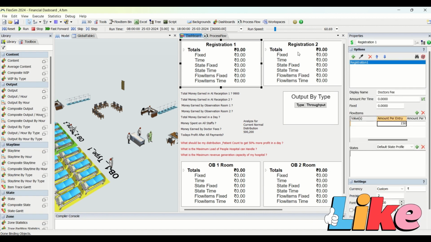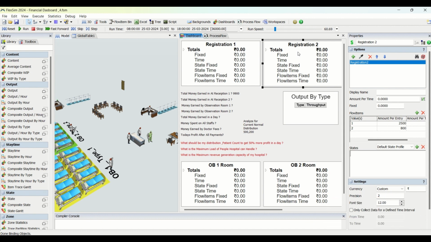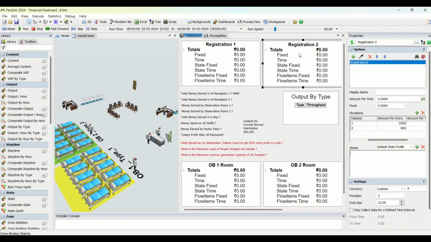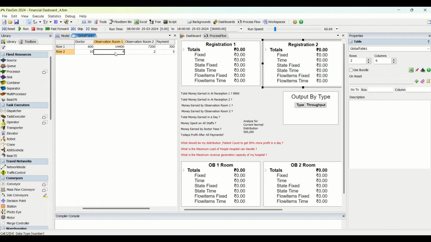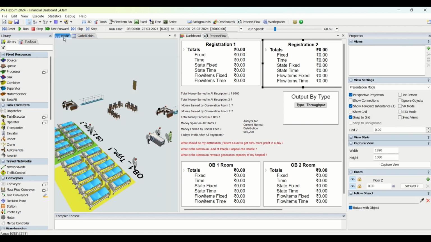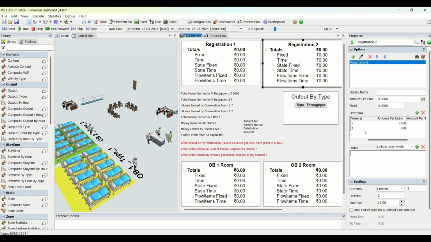And then if you are going to look at the registration 2 graph, here whichever patient is going to come, that is, if the patient comes from observation room 1 or observation room 2, he is supposed to pay the respective amount, because as you have seen, in observation room 1 we are going to make the patient wait for 4 hours, and in observation 2 we are going to make the patients wait for 2 hours. So it is for sure that observation 2 needs to pay less money. If you look in the graph, you're going to see that for observation 2 we are going to charge 800 rupees for 2 hours and 2500 rupees for 4 hours of waiting in observation room 1.